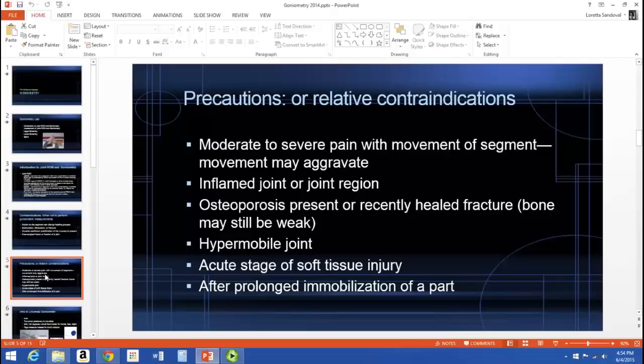After a prolonged immobilization of an individual part, it's going to be different. We're going to have shortened muscles, shortened connective tissues, and so we may or may not be doing goniometric measurements in that case. So those are precautions.